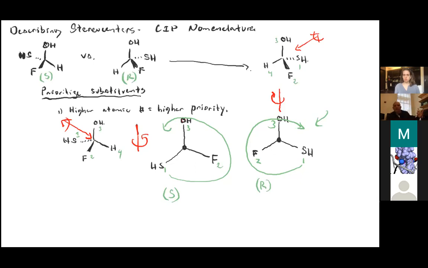And so why is this helpful? It's helpful because the absolute configuration matters, especially in biological contexts. And we want to be able to describe that absolute configuration in a way that's unambiguous and concise.